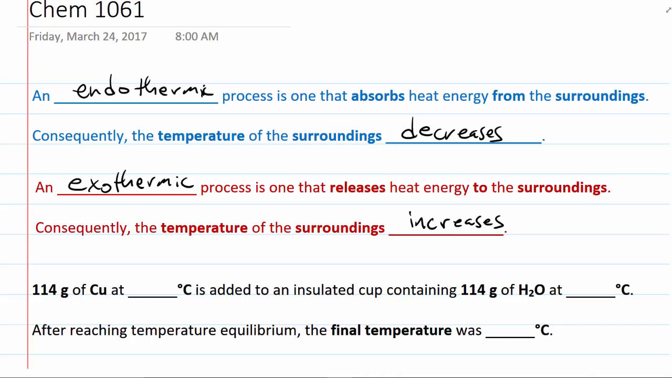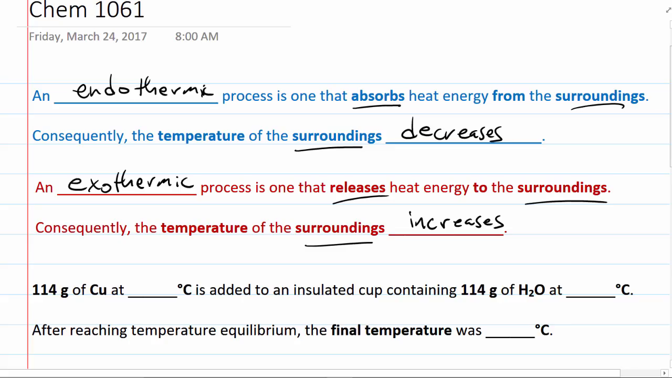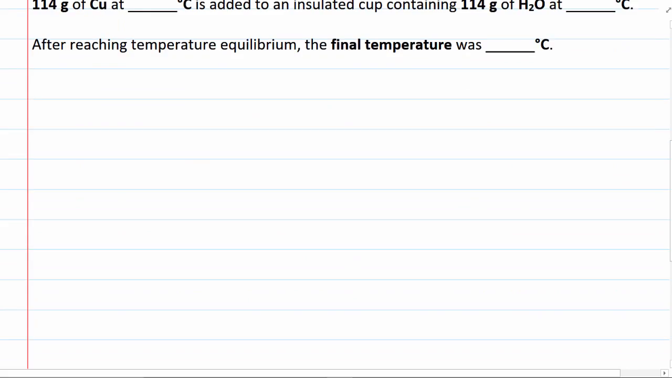Now, part of the reason why I have bolded some of these words is that these are the ones that we need to look at that have some importance, particularly when we talk about absorbs from the surroundings and when it releases to the surroundings. The reason for that is because when we are looking at processes, we're going to be looking at 2 key components. We are going to be looking at the system and the surroundings.